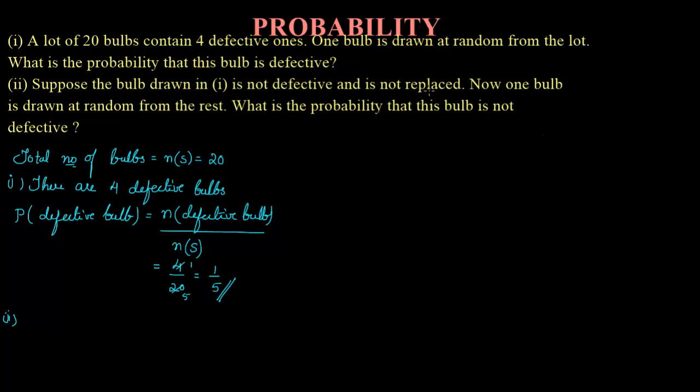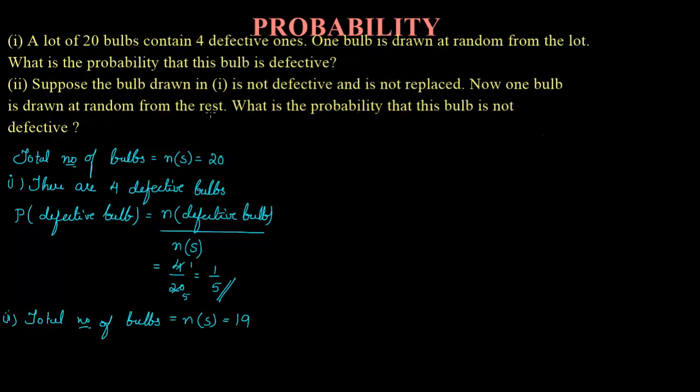So now one bulb is drawn at random from the rest, whatever is remaining now. So before it was 20, one bulb has been drawn from this lot. Now after drawing once, it has become 19 now, right? It has not replaced. So 19 total number of bulbs. How much it has become? Total number of bulbs is equals to n of s, which is equals to 19. Now total number has become reduced because one bulb has been taken and it has not been replaced. Now one bulb is drawn at random from the rest.